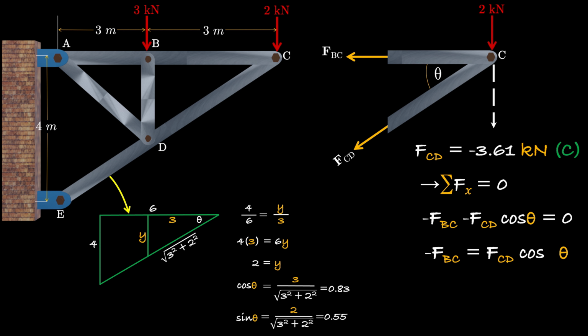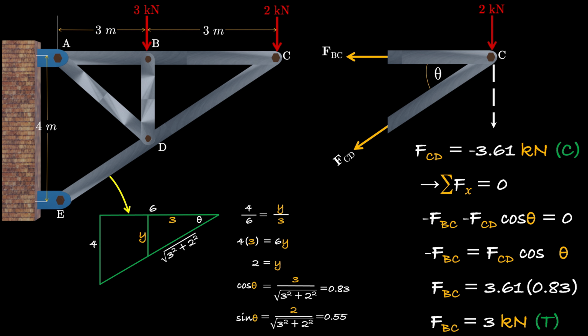So the good thing is we have FCD, which is negative 3.61, right? And we have cos theta. But since our FBC is negative, that means we have to divide both sides by the negative. So if we divide negative by negative, we're going to end up with a positive. So that means we're going to have 3.61 times 0.83, and our final answer is going to be 3 kilonewtons. Since it is positive, that means it's a tensile force. We have assumed the right direction.